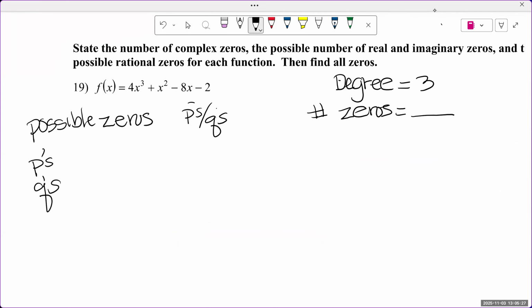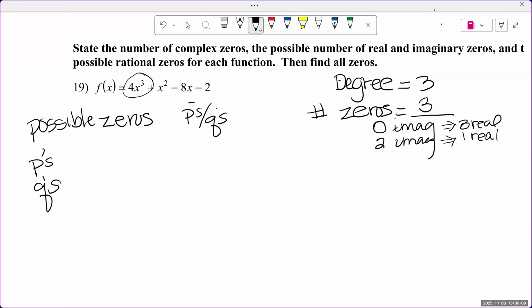Number 19. We see from the highest exponent that this is a degree 3 polynomial. We're expecting 3 zeros. Okay, we could either have 0 imaginary or 2 imaginary. Okay, you have to have the imaginary ones in pairs because there's no i's in our polynomial. So if there's 0 imaginary, there's 3 real. If there's 2 imaginary, there's 1 real.